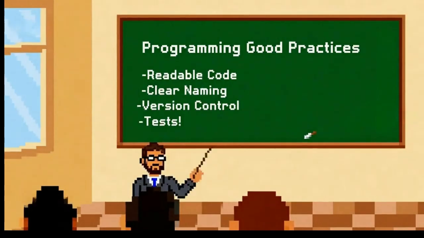Defense in depth is the principle of having multiple layers of security. Don't rely on a single security mechanism. If one layer fails, other layers should still provide protection.